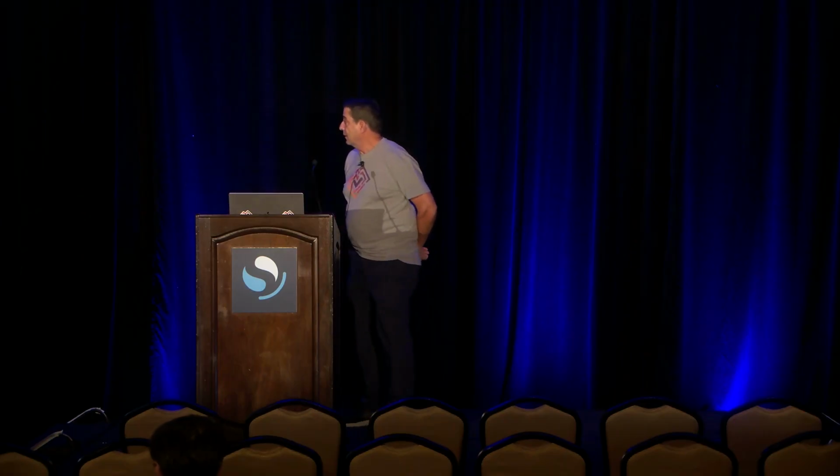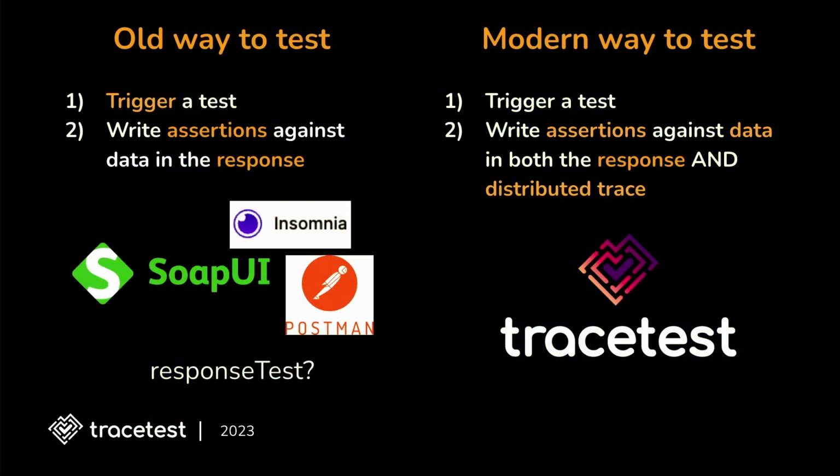All right. So we kind of talked about testing changing. The old way to test: you trigger a test, you get back a response, and write assertions against it. You know, Insomnia does it, Postman does it. SoapUI was a product from SmartBear. They did it. I would call those tools response tests. So you can test against the response.